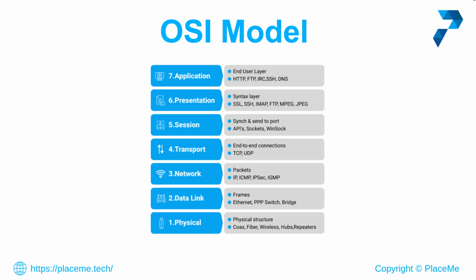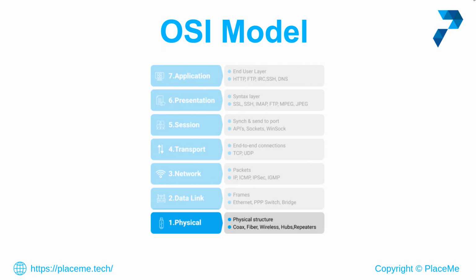The Open System Interconnection Model is a conceptual framework that standardizes communication functions within a network. It organizes the process into 7 distinct layers, each with specific technical responsibilities, enabling interoperability between hardware and software from various vendors.